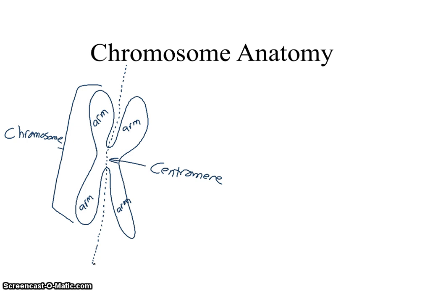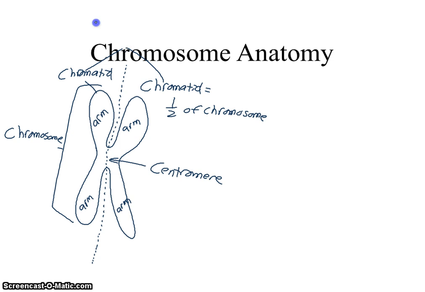Half of a chromosome, so like on the right-hand side of this dotted line, is called a chromatid. So that's one half of the chromosome lengthwise. And obviously over here, this would be another chromatid. Because these two chromatids came from the same chromosome, we can call them sister chromatids, because they are exact copies of one another. They have the exact same genes on it as the other sister chromatid does.